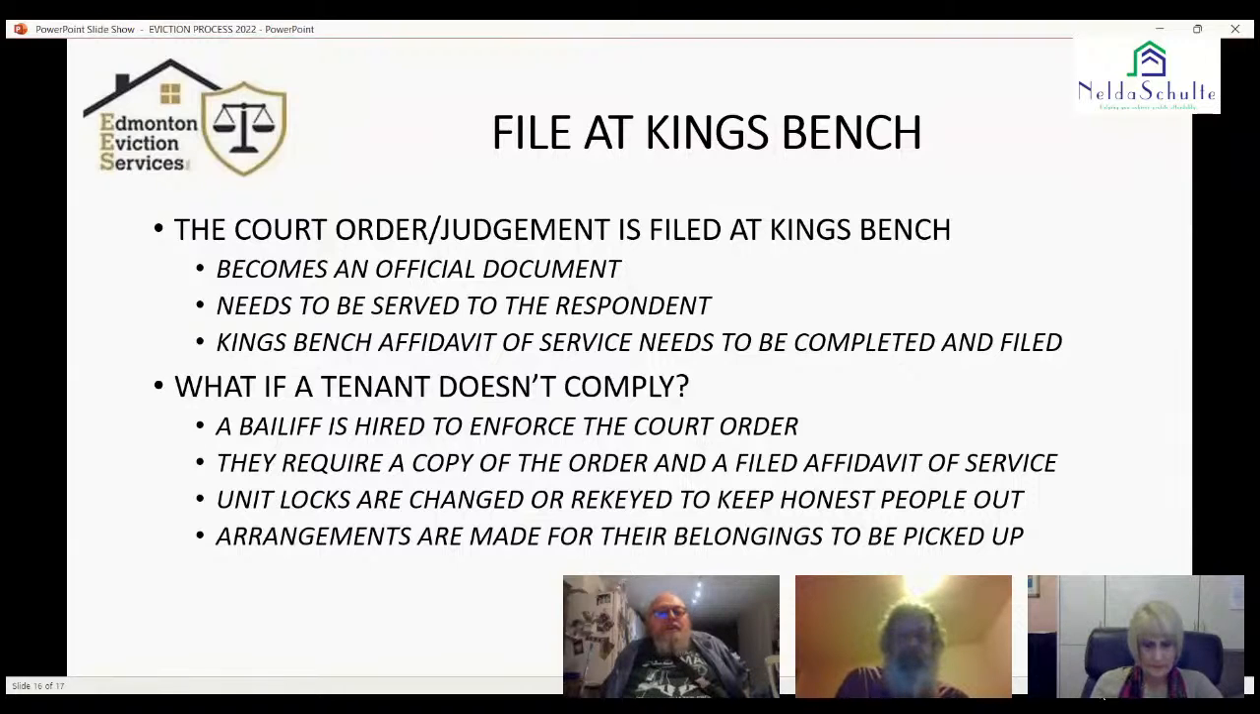So then when you serve, now you're serving on King's Bench rules, not RTDRS rules. The first time around it was RTDRS. So King's Bench rules are that you need to attempt once and then you can post it to the door. But you have to fill out an affidavit, whichever way you served it to them. And so you fill it out, ask for it.